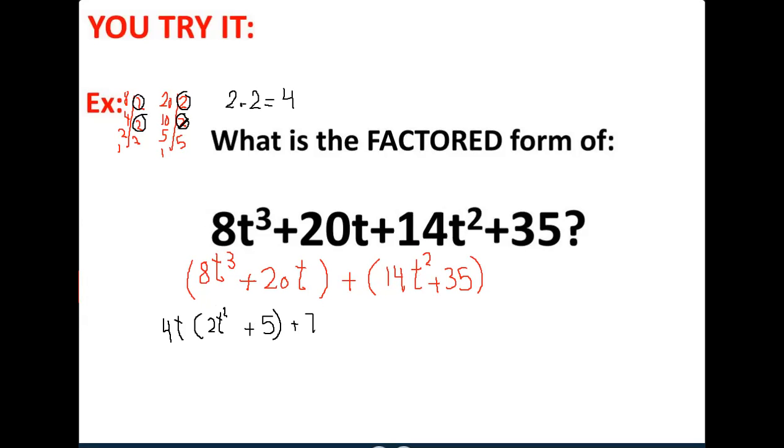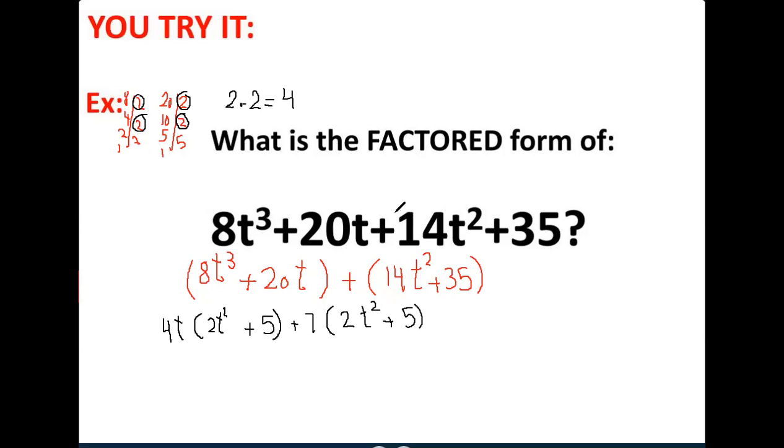If you want to use the same method of factorizing to find the GCF, it's okay. T to the power of 2, and we don't have any variable in the second term, so we have only t. Then 14t to the power of 2 divided by 7 will be 2t to the power of 2, plus 35 divided by 7 will be equal to 5.